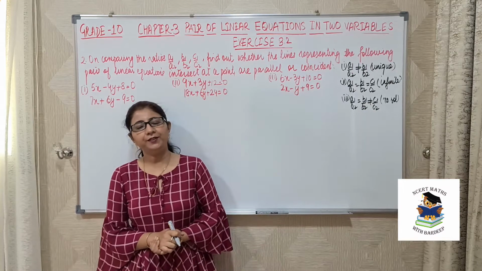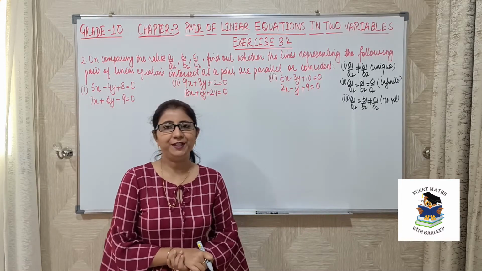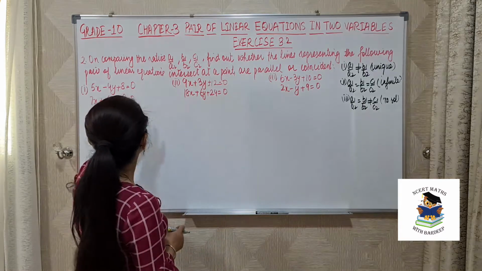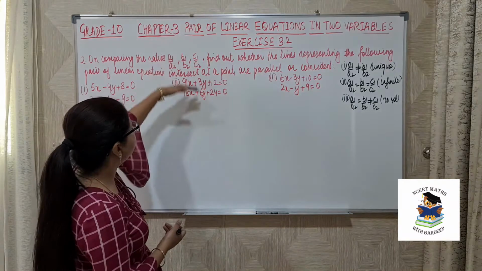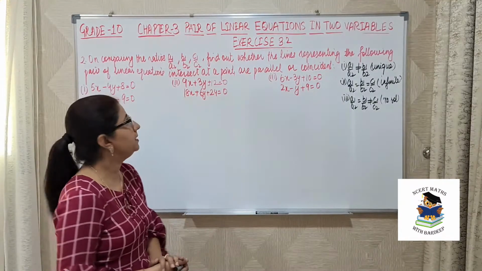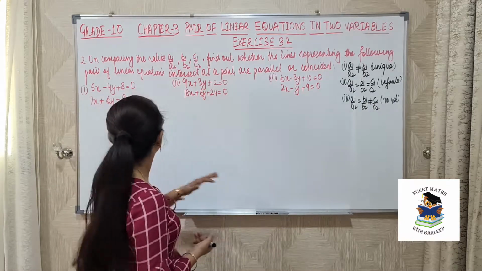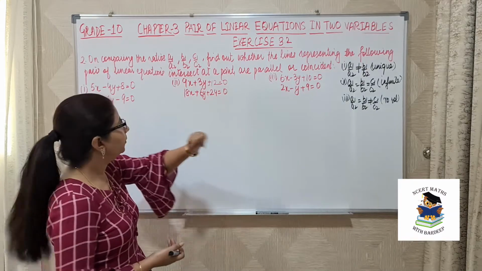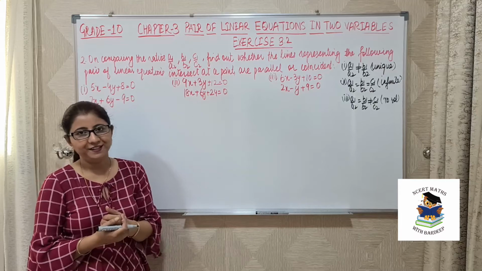Today we are continuing our exercise number 3.2 of chapter 3, that is pair of linear equations in two variables of grade 10. So the second question is on comparing the ratios a1 by a2, b1 by b2 and c1 by c2. Find out whether the lines representing the following pair of linear equations intersect at a point, they are parallel or they are coincident lines.